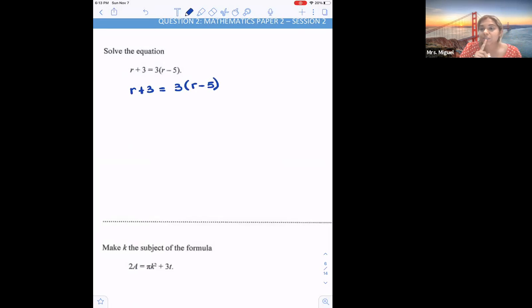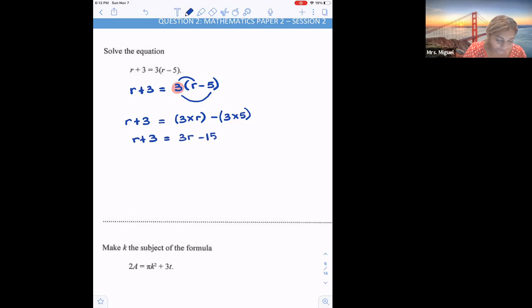Using the distributive law, I am going to distribute 3 to each term inside the bracket. First, I am going to distribute it to R, then I am going to distribute it to negative 5 by multiplication. So R plus 3 is equal to 3 multiplied by R minus 3 multiplied by 5. R plus 3 is equal to 3R minus 15.